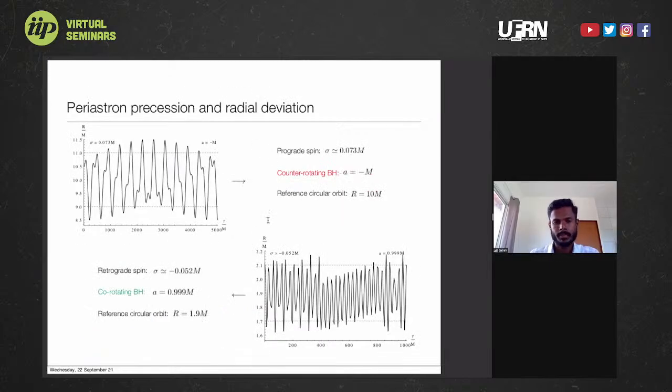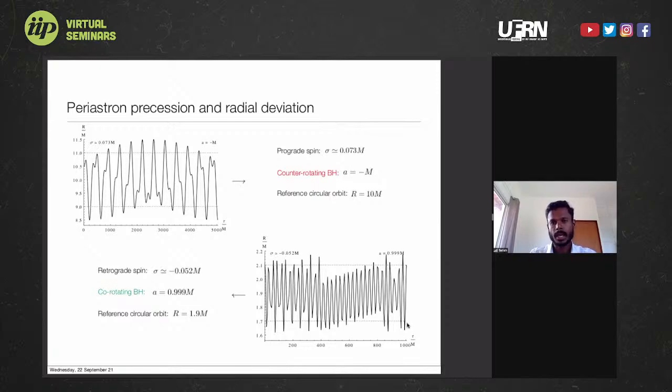So this is the first example. Similarly, let us consider an anti-aligned spin, which is indicated by minus, in the co-rotating orbit of the Kerr black hole with the Kerr parameter a equal to 0.999m, which is almost extremal, and the reference orbit we choose is 1.9m. You can see that when the spinning particle is in the co-rotating orbit and closer to the horizon, it goes very rapidly compared to the counter-rotating orbit. You can see how rapidly this is orbiting, and the maxima and the minima vary very rapidly.